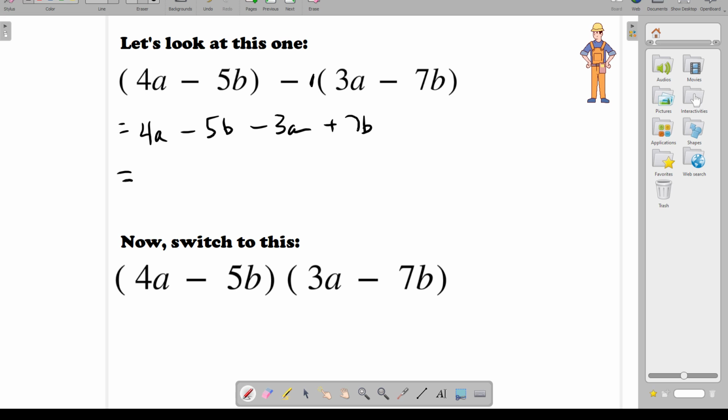Now I can combine like terms. 4a and negative 3a is just 1a. And negative 5b and positive 7b gives me positive 2b. So we were taking these two expressions, subtracting them. We combine like terms. When you add or subtract expressions, the variable powers don't change.